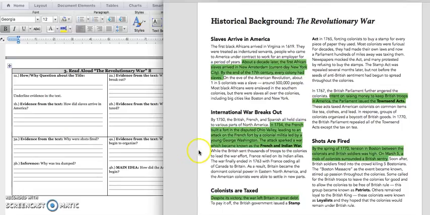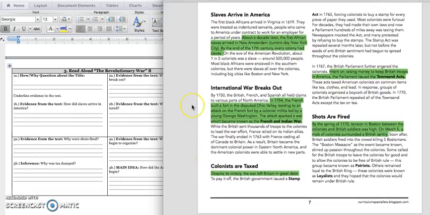I'm at International War breaks out. By 1750, the British, French, and Spanish all held claims to various parts of North America. In 1754, the French built a fort in the disputed Ohio Valley, leading to an attack on the French fort by the colonial militia led by young George Washington. The attack sparked a war which became known as the French and Indian War.